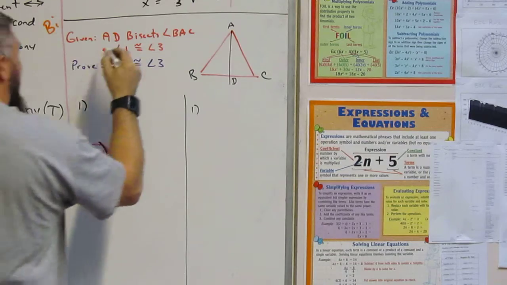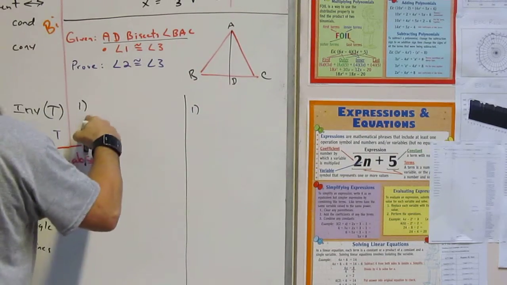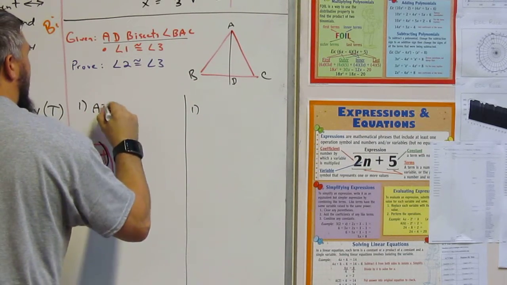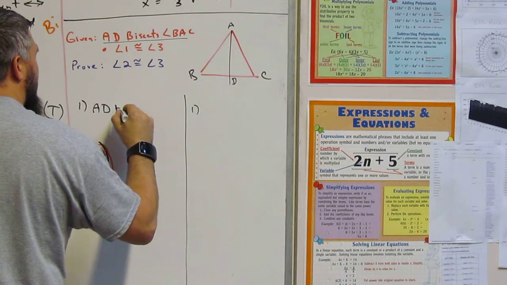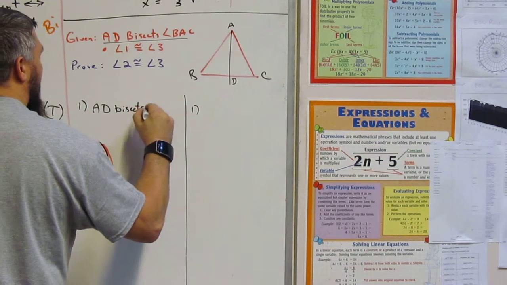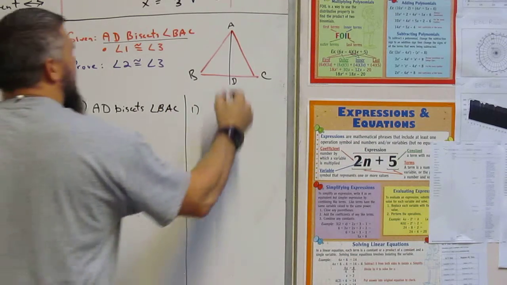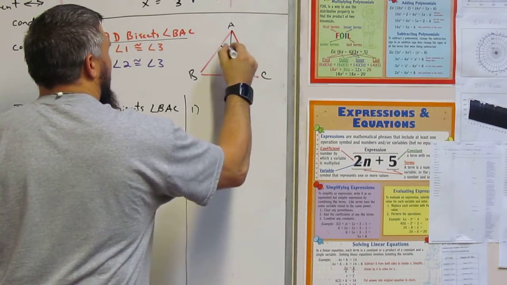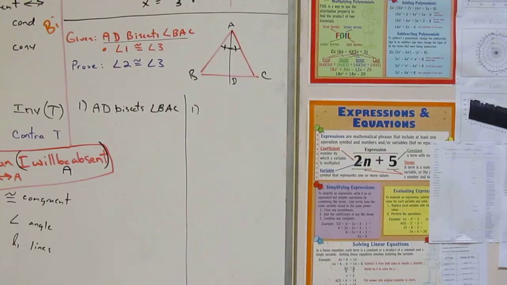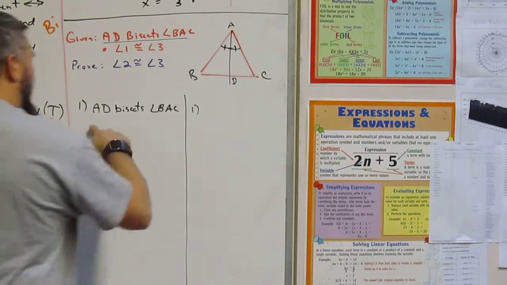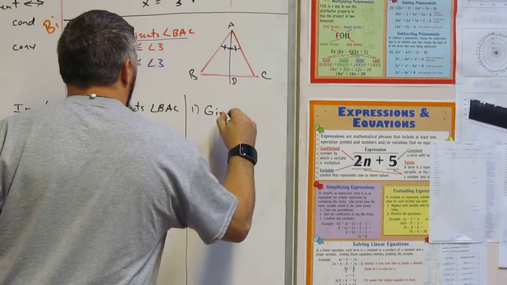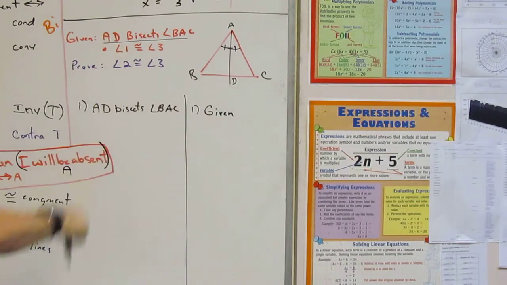So let's start with the first given, and that's your first one. So AD bisects angle BAC. What that means is it cuts this in half, so those are congruent. Okay? So the first thing is it's a given. The given is always your first one. And then what does the given give you?